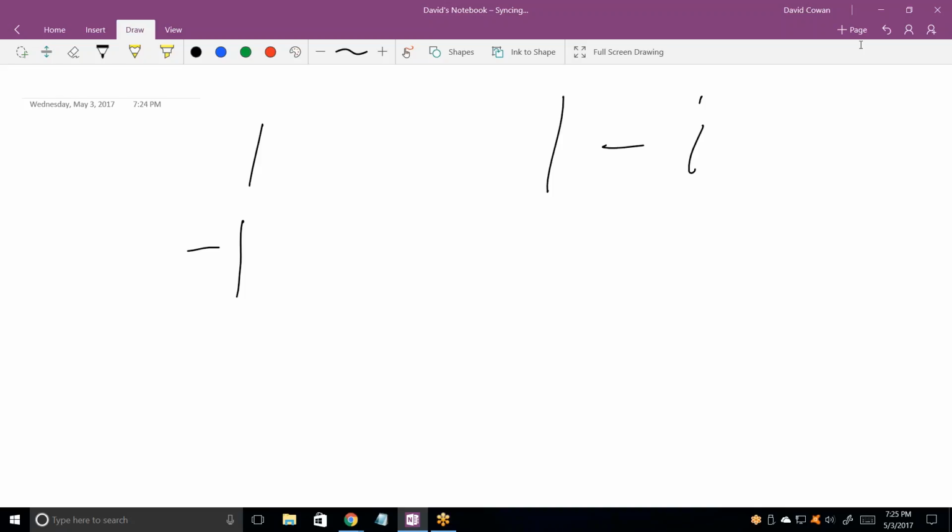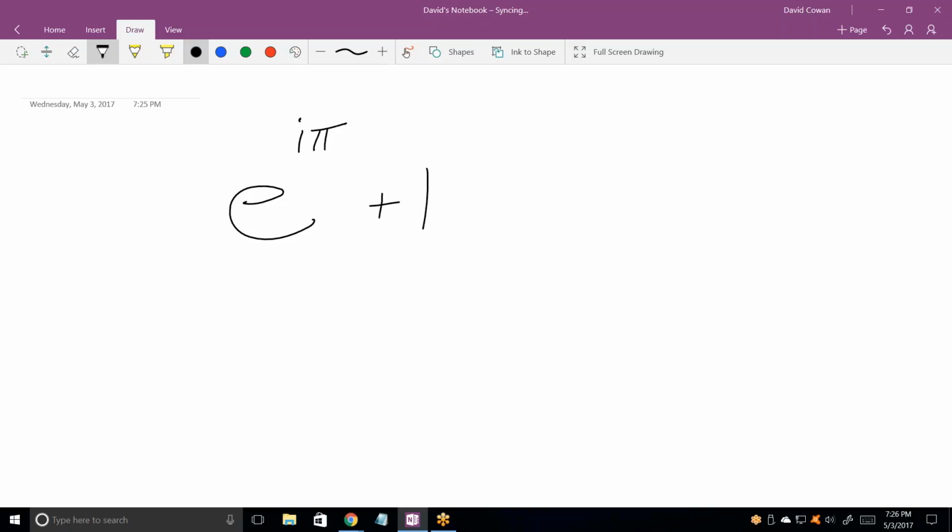Now, one other interesting fact: one of the most famous equations, in fact, without a doubt, the most famous equation in all of math is the following. You familiar with this? I think so. It's called Euler's equation.